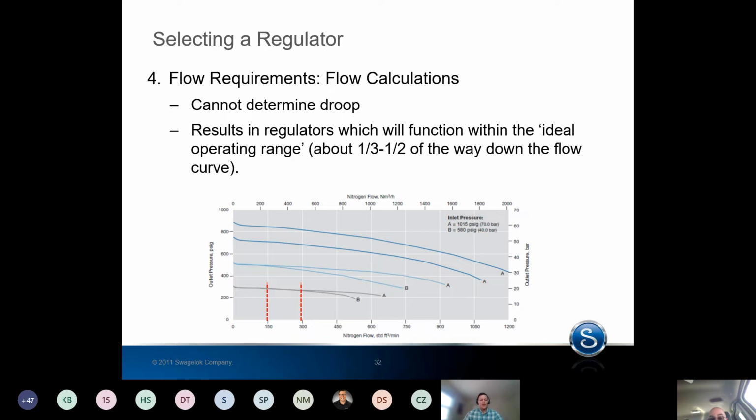And typically, and I can say this for Swagelok, but I'm sure other manufacturers do it the same way, those calculations will most often put you in the kind of 1/3 to 1/2 the way down the flow capacity, so that you're in a good part of the flow curve. What it doesn't tell you, though, is droop. So how much droop could you expect from a pressure regulator?